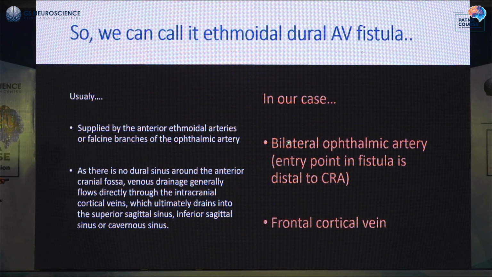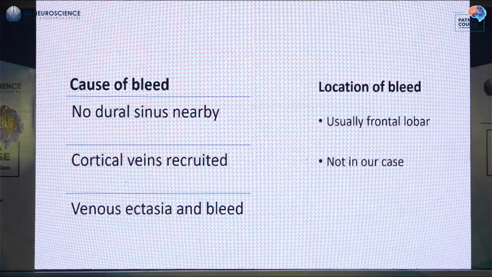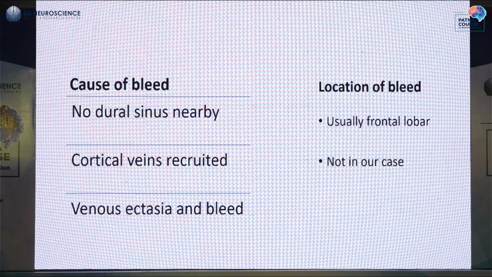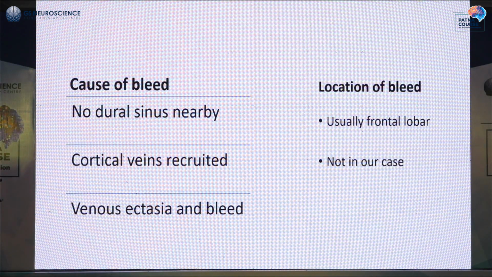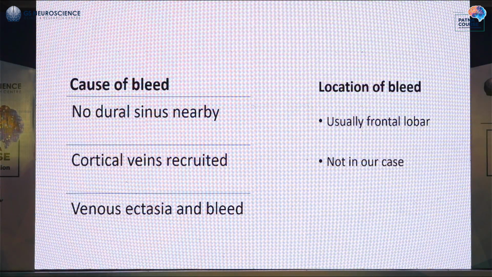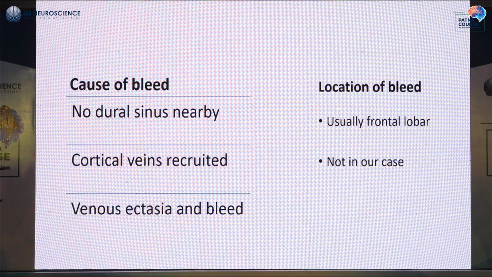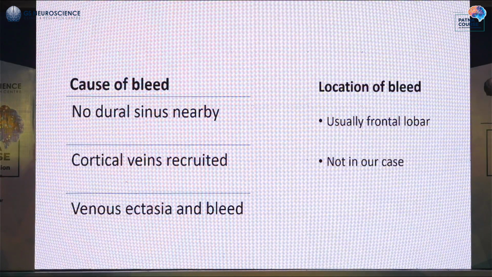Now in our case, there is bilateral ophthalmic artery supply, and the entry point of the fistula is distal to the central retinal artery and the frontal cortical vein, which ultimately connects, as we have shown you. So the cause of bleed: no dural sinus nearby, cortical veins are recruited, there is venous ectasia, and the lesion bleeds. The location of the bleed is usually frontal lobar, but that was not the situation in our case.